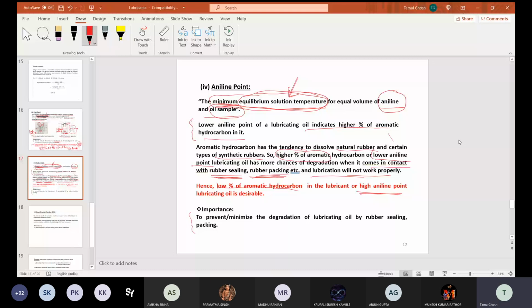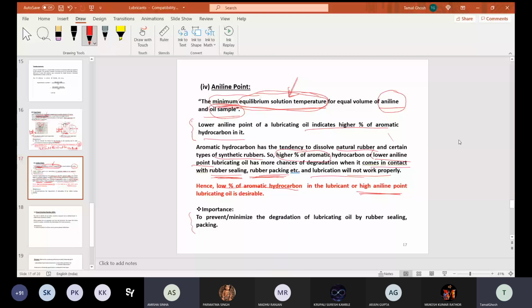When increasing the temperature, the aniline point concept is being used here. Aniline is an aromatic hydrocarbon. It is mixed with the oil in equal volume, and then the aniline point is determined.